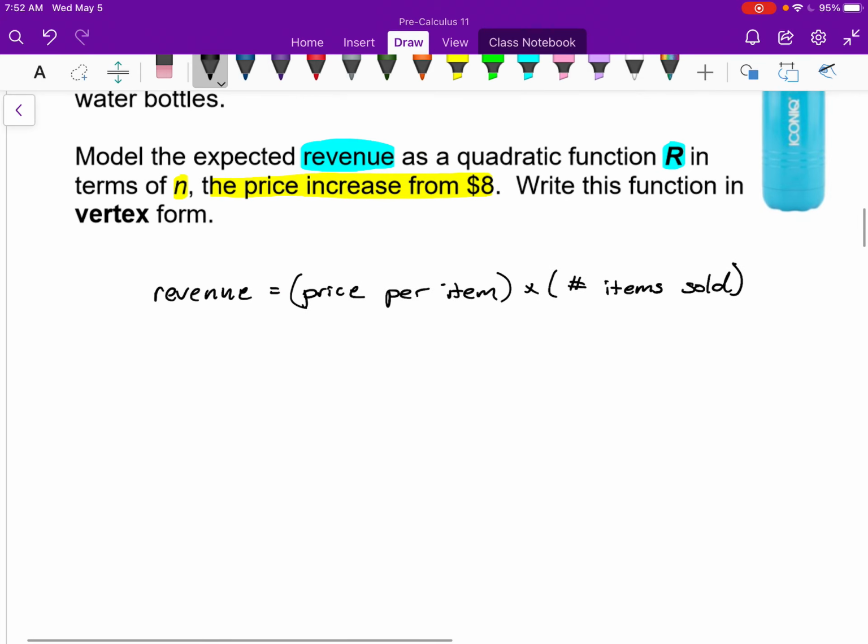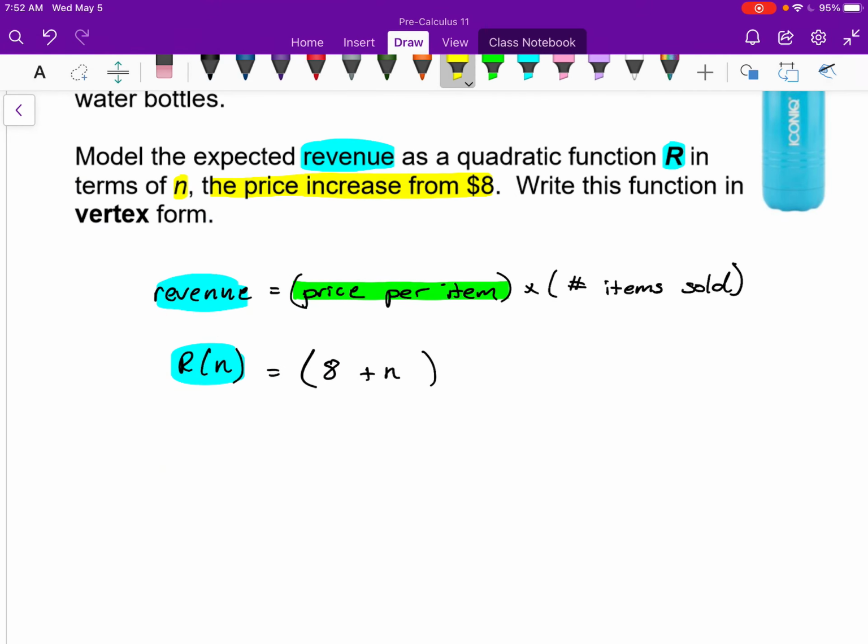OK, so let's write this as a function. So let's write r as a function of n. That's what we kind of want here. That's what it literally says up above. I want r as a function of n, where the price per item, again, right now it's $8, but it can change. So it's 8 plus whatever n is, n being the price increase. And even if we want to look at the idea of lowering the price, we can still use this. And it'll just be a negative number. So again, $8 is the price right now, but it can change. So 8 plus n represents the price per item, knowing that n again is the change in price from $8.